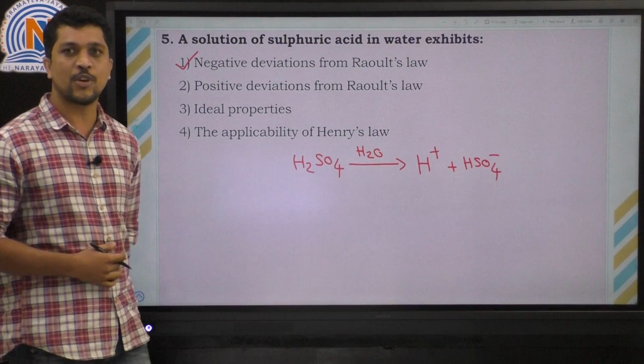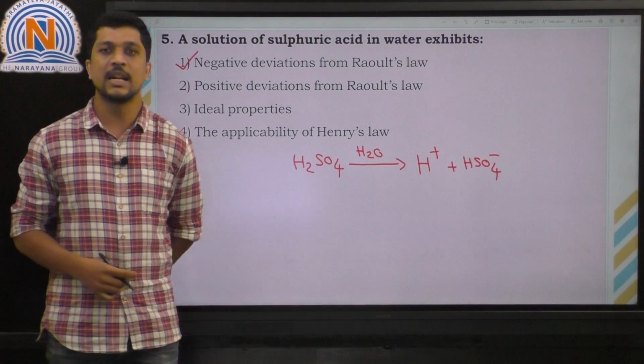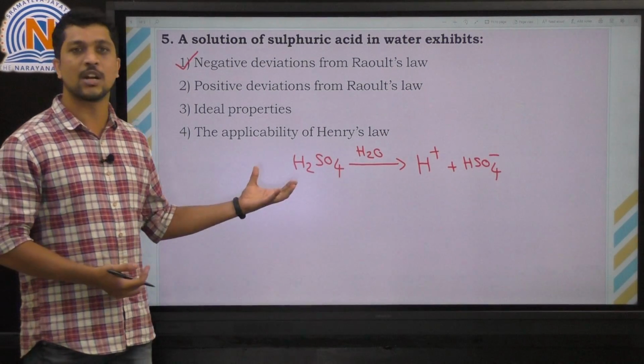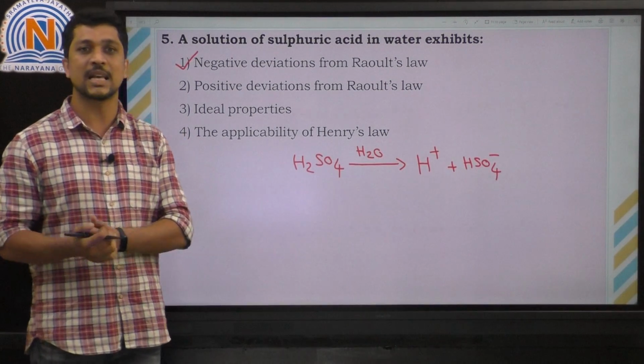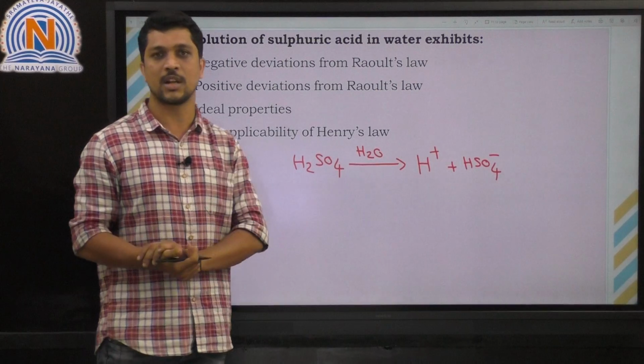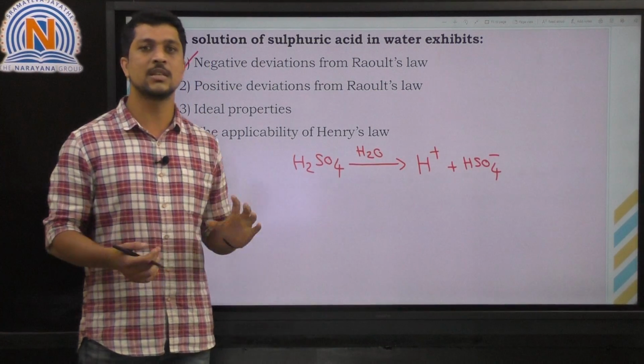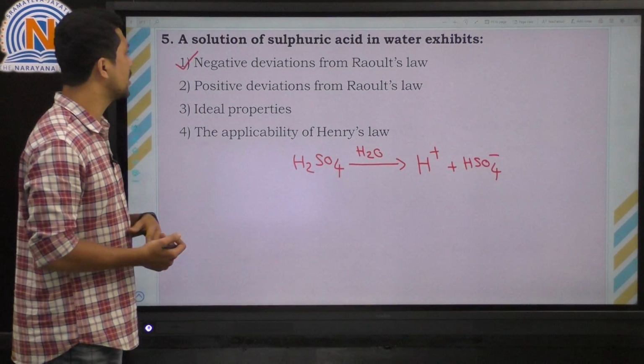The solution of sulfuric acid in water exhibits negative deviation from Raoult's law because it can produce non-volatile ions which have a greater interaction with water and have a lesser vapor pressure than an ideal solution. So the first option is the correct option.